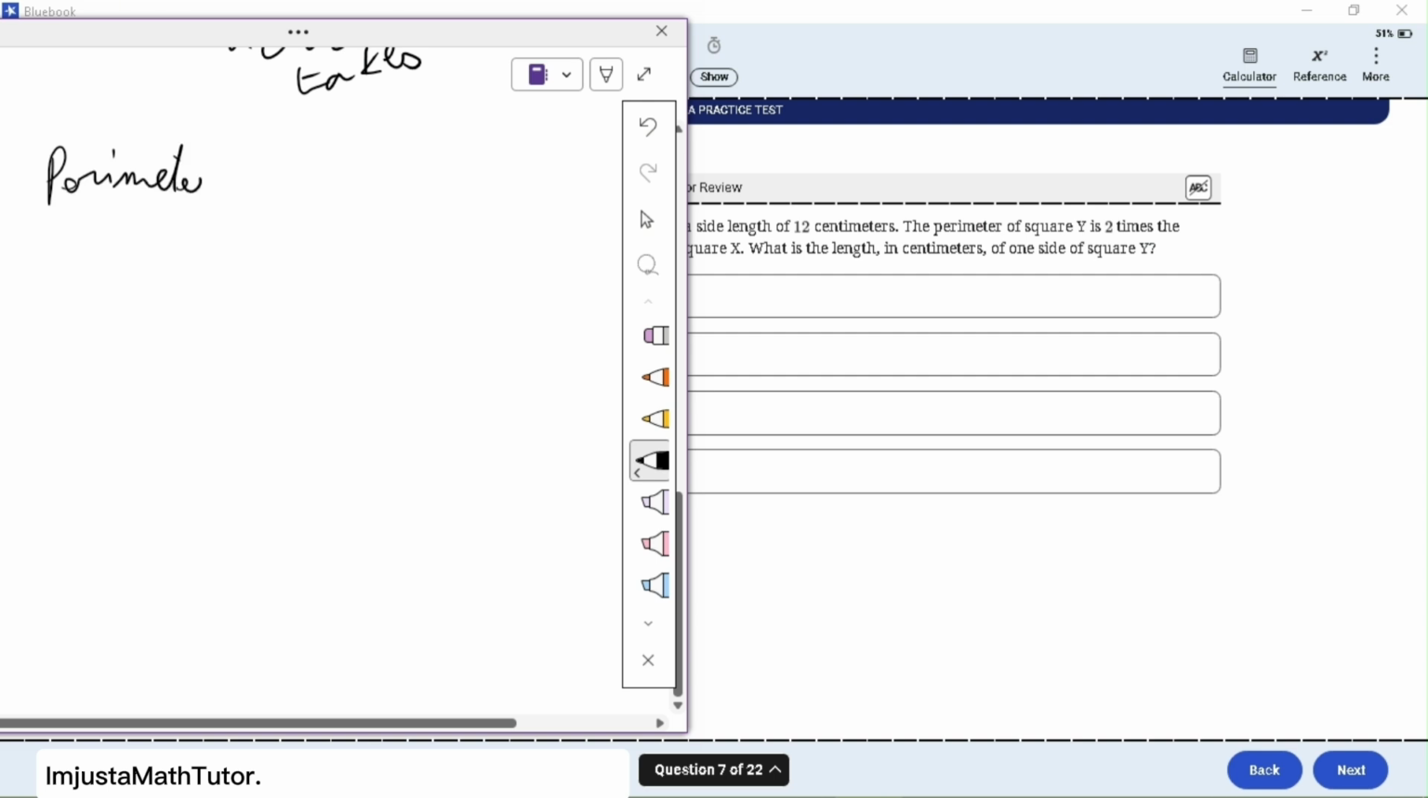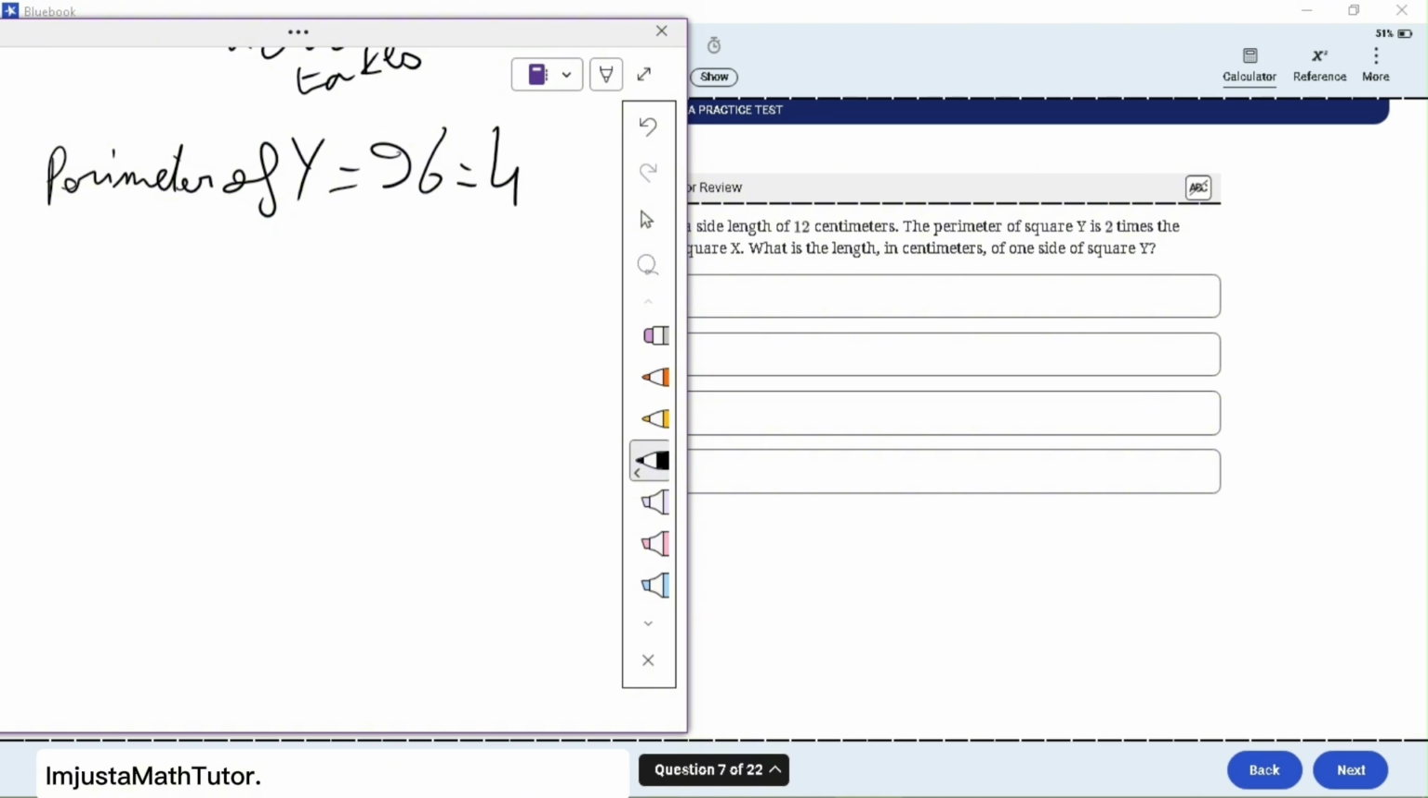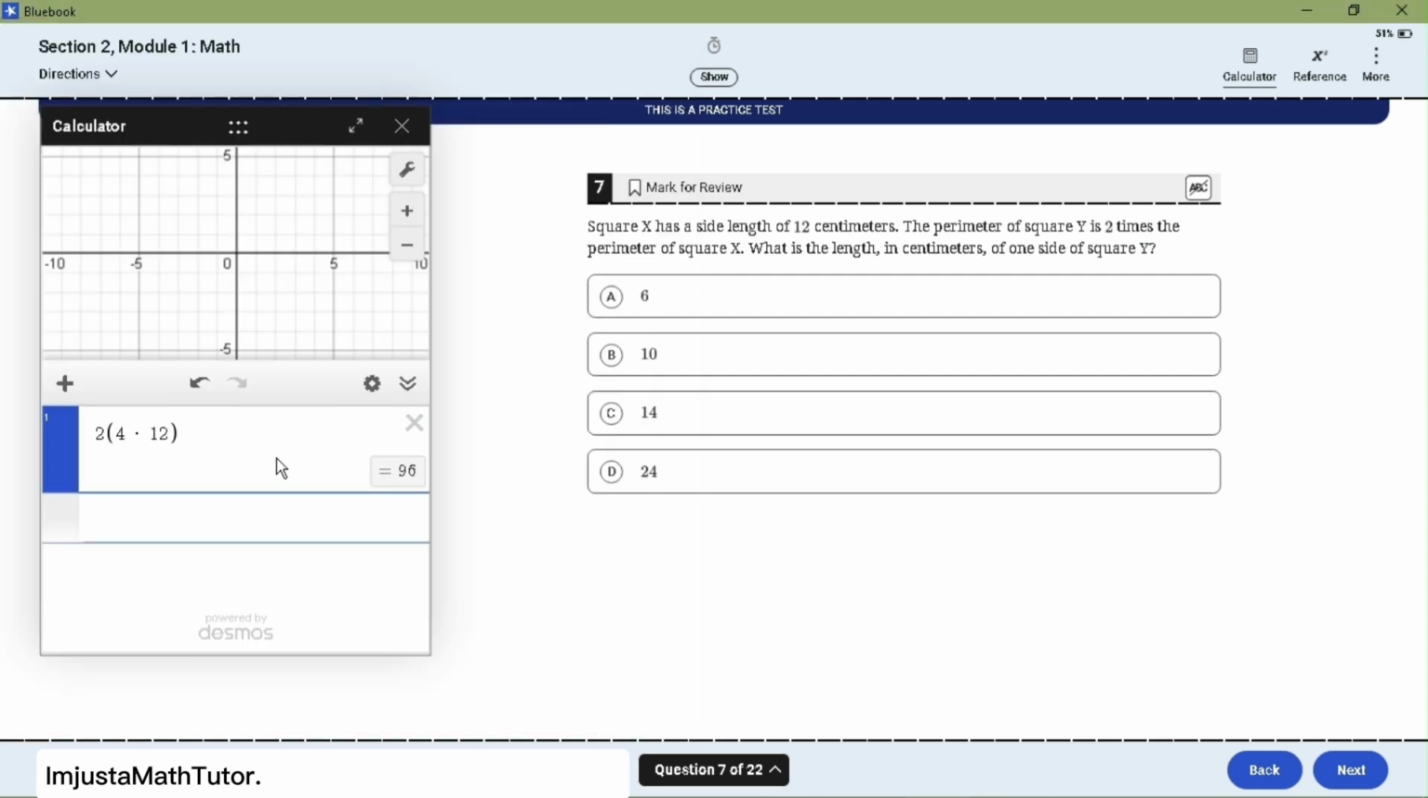So perimeter of Y equals 96, which equals 4 times A, being the length of one side of square Y. So to find A, we just have to divide 96 by 4, and it's 24, our answer D.